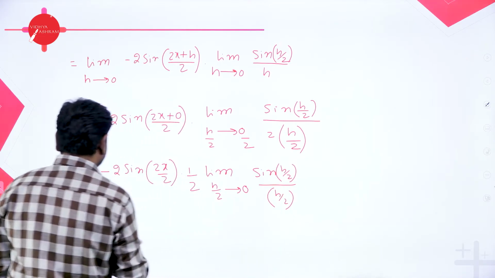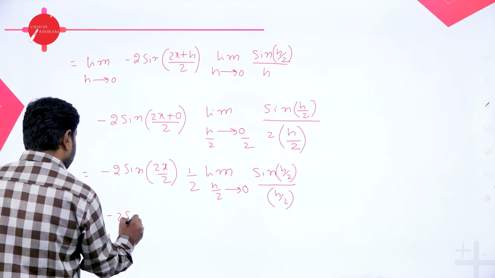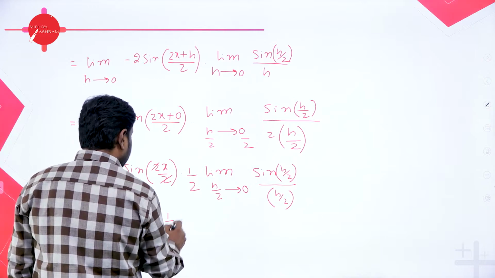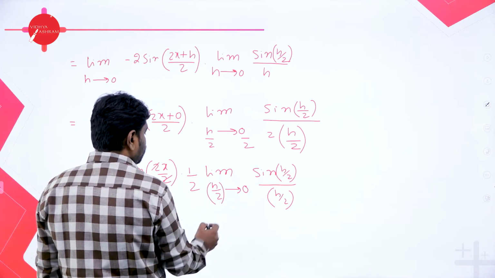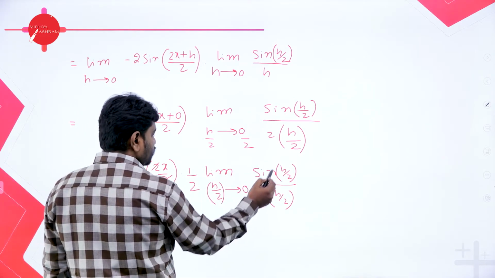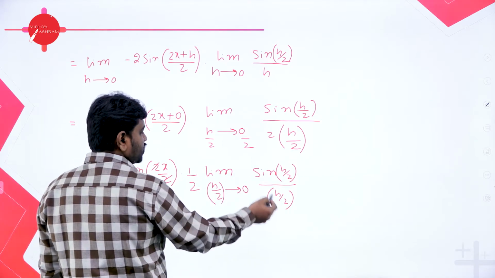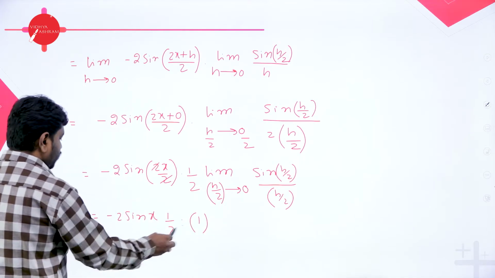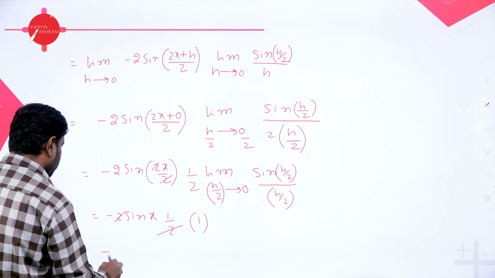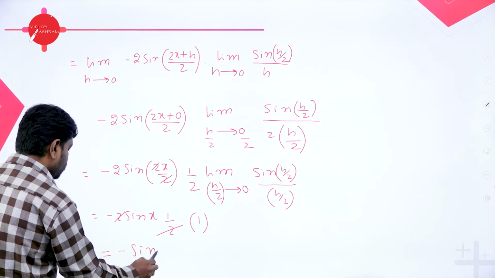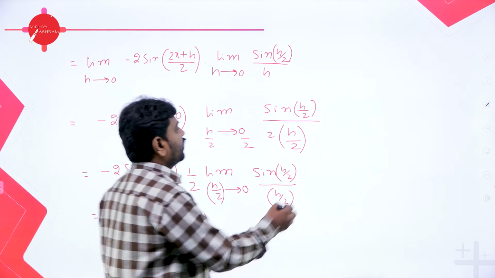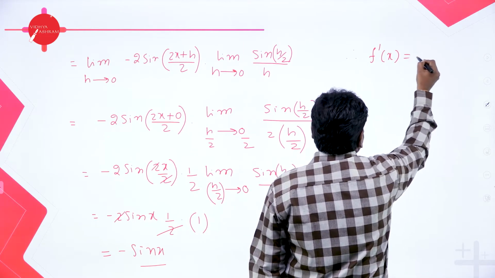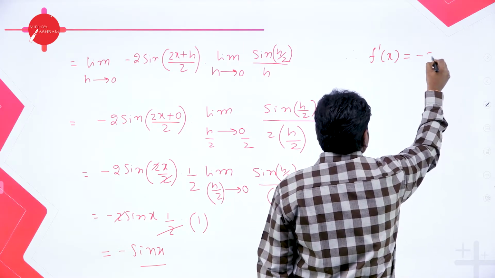Now further, minus 2 sin 2 cancels, you will have x 1 by 2 into, so now it is in the form, you can observe limit theta tends to 0 sin theta by theta, or limit x tends to 0 sin x by x form. So we can use the theorem. By theorem it is 1. Now further 2 cancels, you are left with minus sin x into 1, that is minus sin x. So therefore you got f dash x. What is f dash x? F dash x is minus sin x.